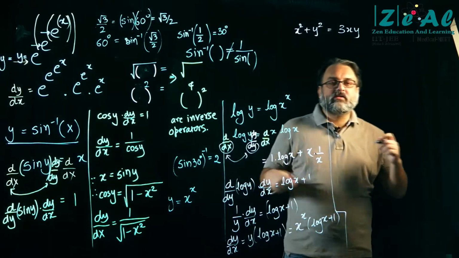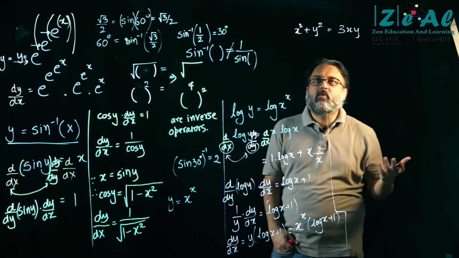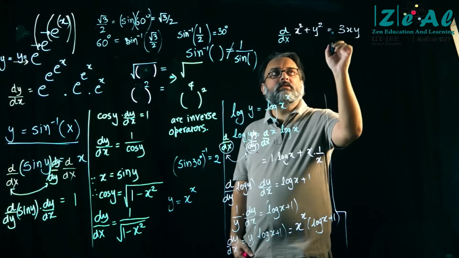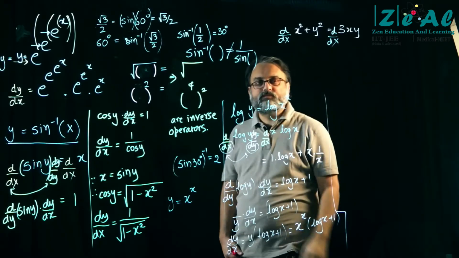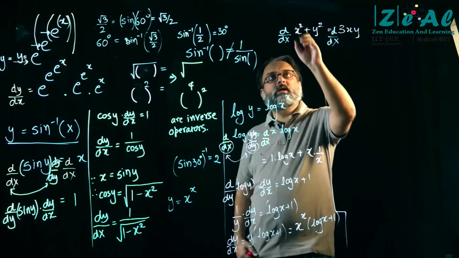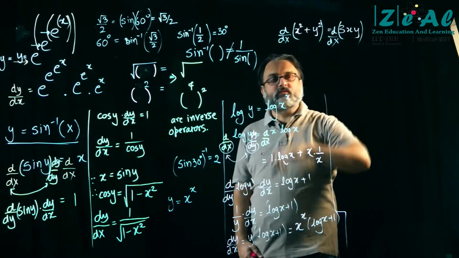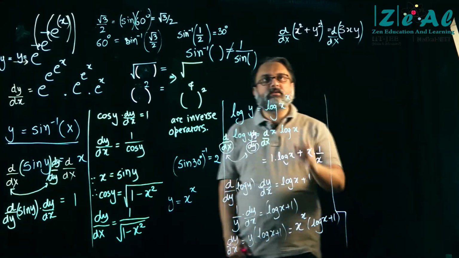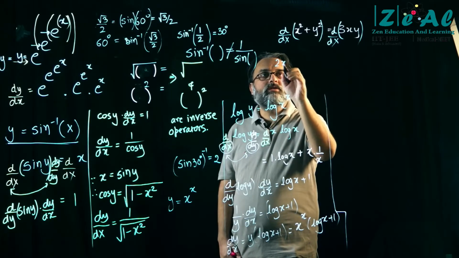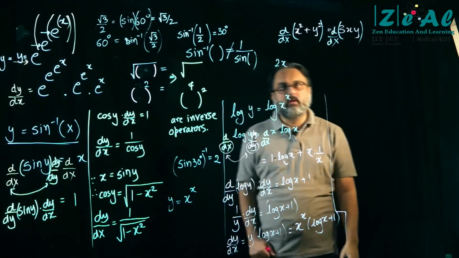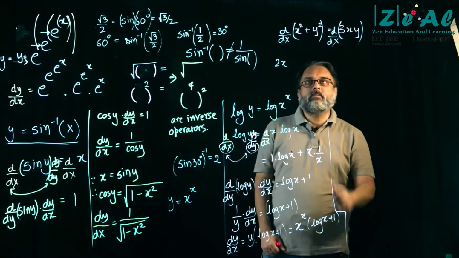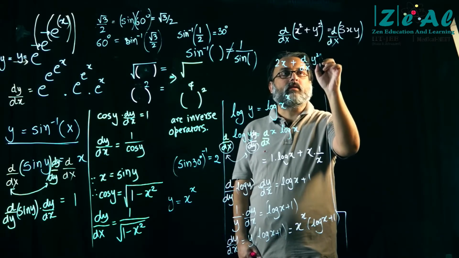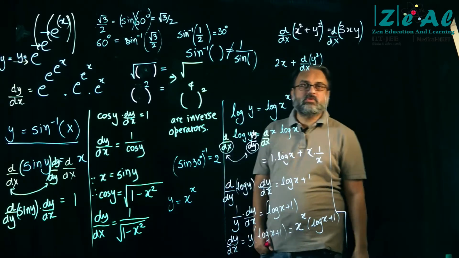And to differentiate this, it's the same as before, nothing different. You just apply d by dx on both sides. Okay, so d by dx of this, d by dx of this, right? So you will get here 2x, because d by dx of x square is 2x, and then you end up with something very weird. You end up with d by dx of y square. Okay, so we'll have to use the chain rule here.